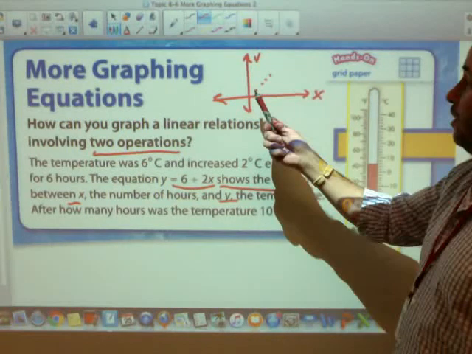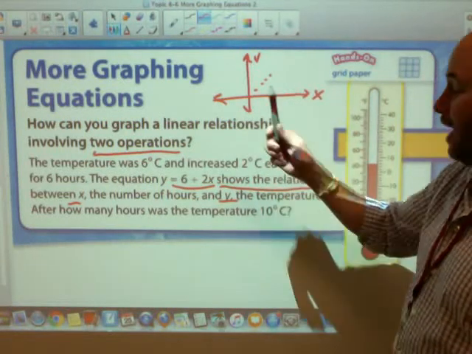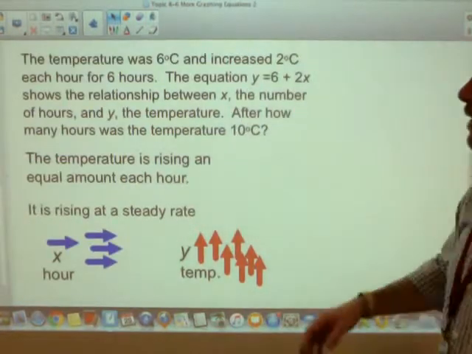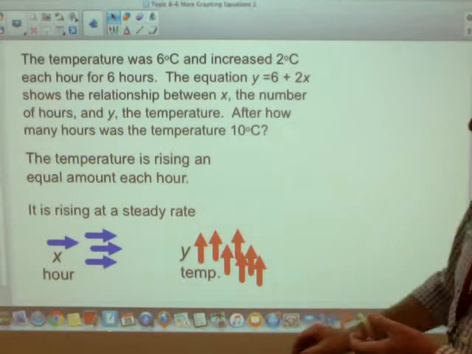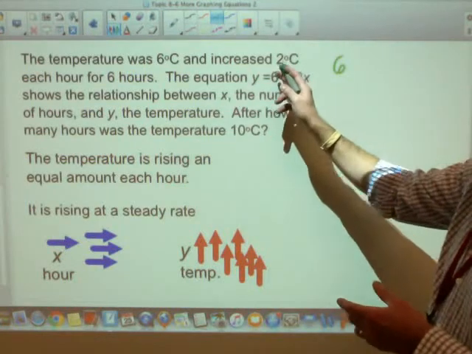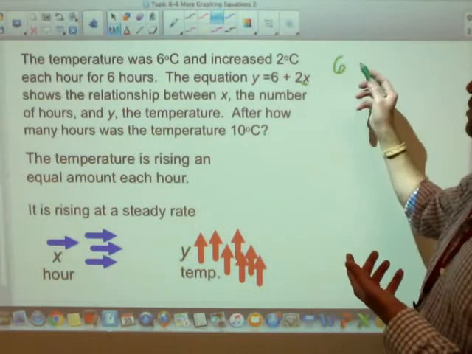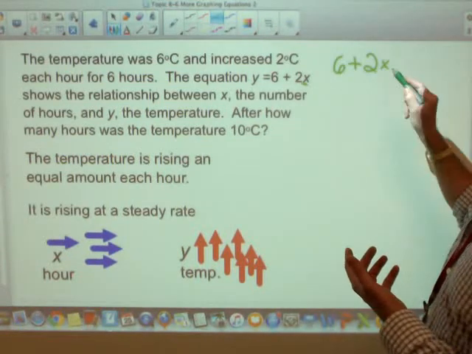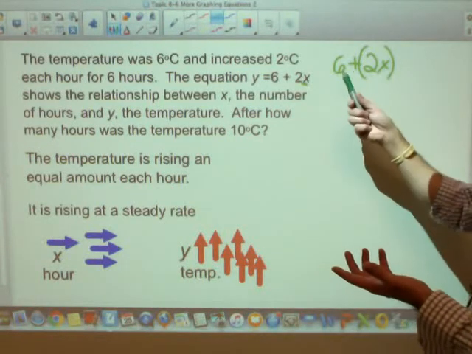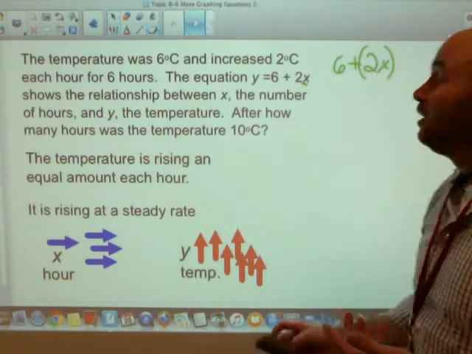So as x does something, y will do something. You have independent and dependent variables here. So anyways, what we're going to do is investigate some of the things that they're talking about right here. Now, here's our problem again. The temperature was 6 degrees Celsius. We knew that. And it increases 2 degrees for each hour for 6 hours. So for every hour, it's going to increase 2 degrees. That becomes kind of a multiplication. Your increase for every hour is 2 degrees, and this would be the number of hours. The 6 is the 6 degrees you started with, so you have to add that as you go. You have to continue to keep that a part of your temperature increase.